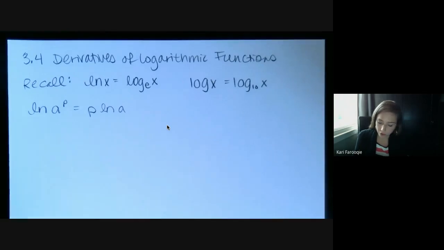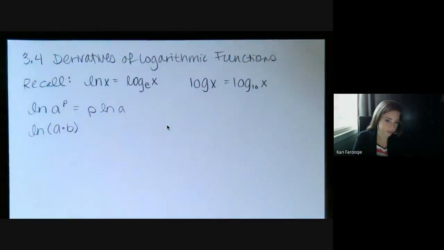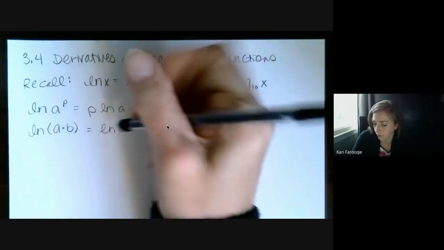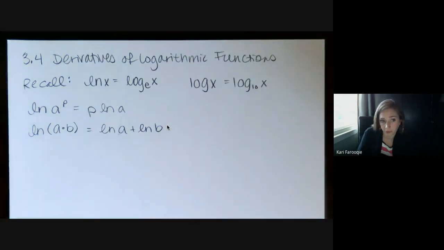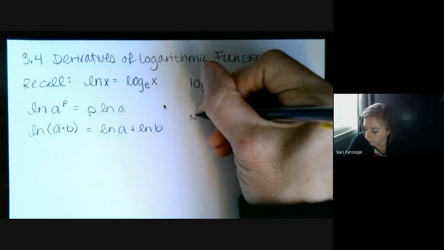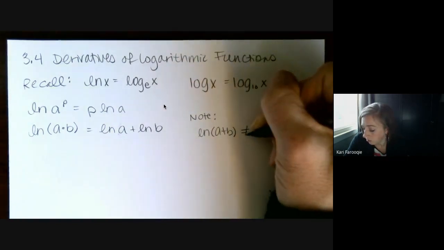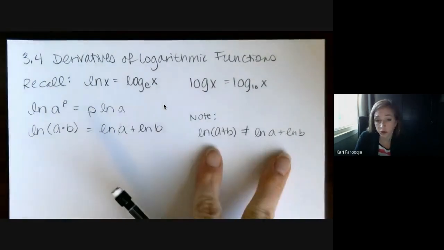You had a rule for the log of a product. If you were taking the logarithm of some product a times b, you could rewrite that as the natural log of a plus the natural log of b. And I want to say here, note, the natural log of a plus b does not equal the natural log of a plus the natural log of b. This is an extremely common algebra problem.